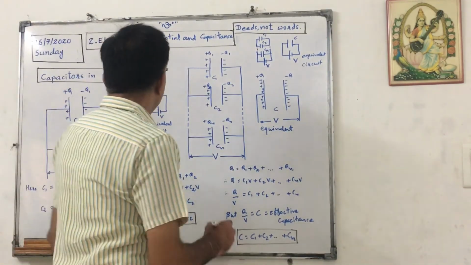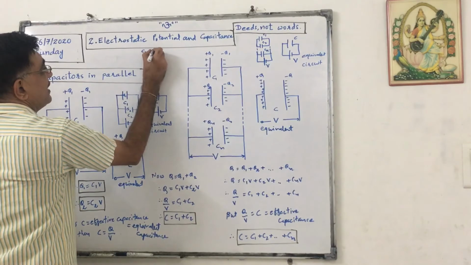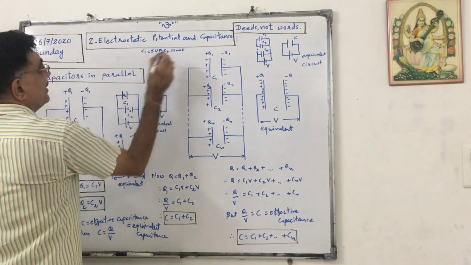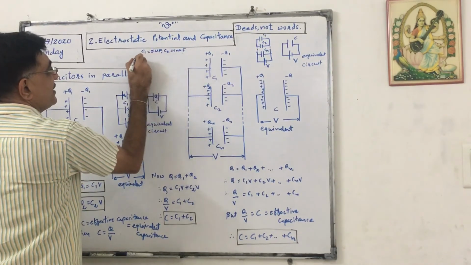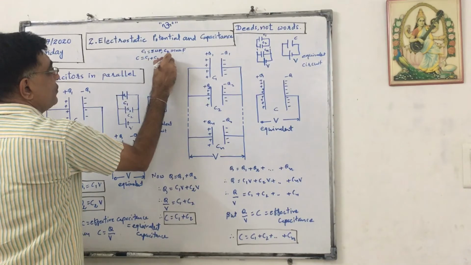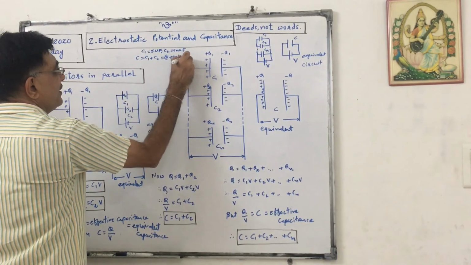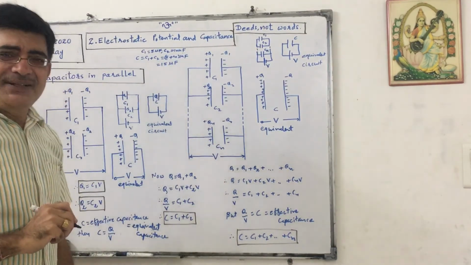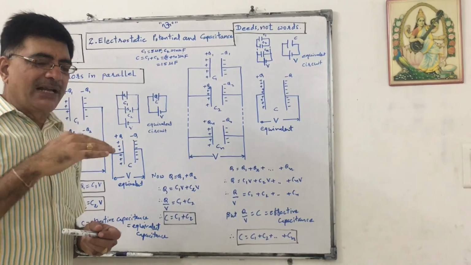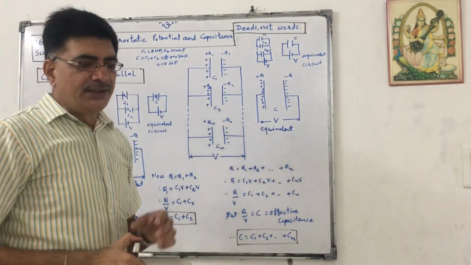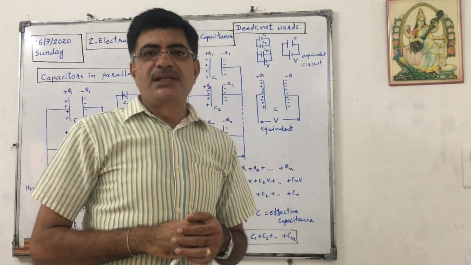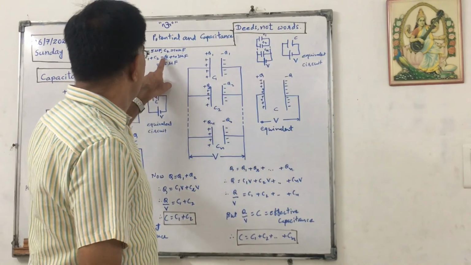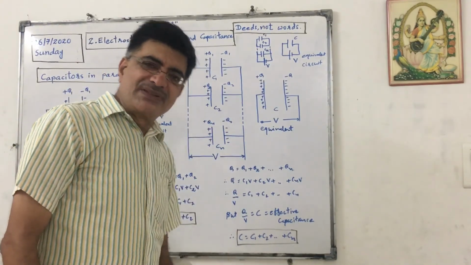Now if I take C1 as 5 microfarad, C2 as 10 microfarad, here farad is capital. In that case, C will be equal to C1 plus C2, that will be 5 plus 10 microfarad, and that will be equal to 15 microfarad. So in parallel combination, the effective capacitance is the sum of all the capacitances.